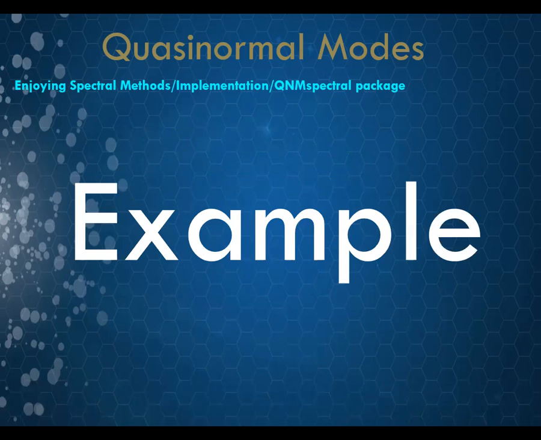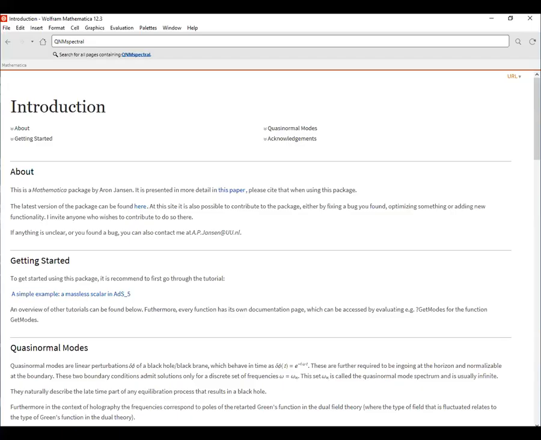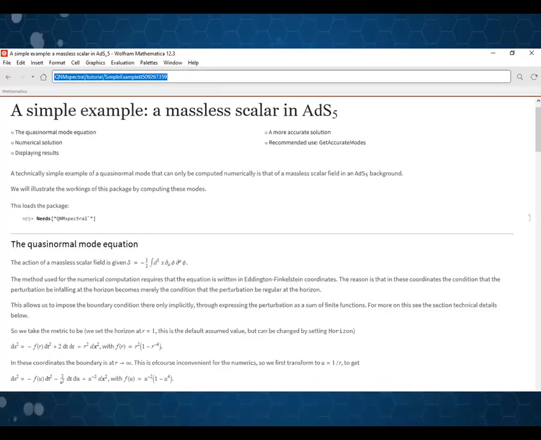Okay, as an example, after the installation of the QNM spectral package, it is sufficient to go to the Document Center of Mathematica and search for QNM spectral, and you could see this tutorial, and there is a simple example for computing the quasi-normal frequencies.